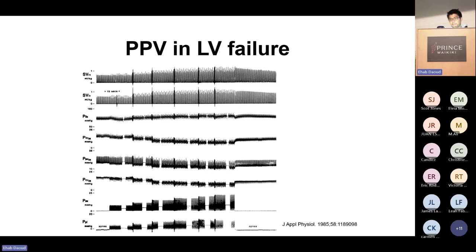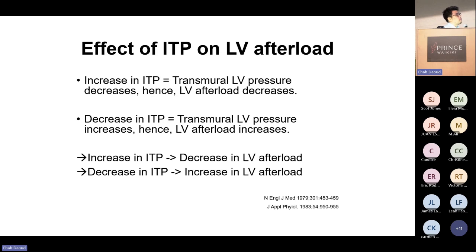But there is a reason why. When you increase the intrathoracic pressure, the transmural LV pressure actually decreases. As a result, LV afterload decreases. In contrast, when you decrease the intrathoracic pressure, transmural LV pressure increases, and eventually LV afterload increases. So when you increase the intrathoracic pressure, you're decreasing the LV afterload. When you decrease the intrathoracic pressure, you're increasing LV afterload.